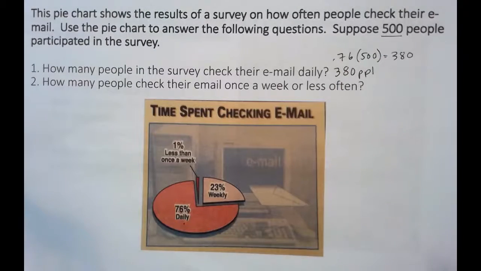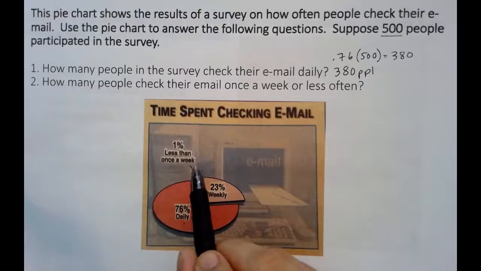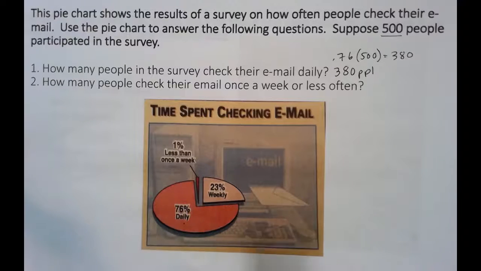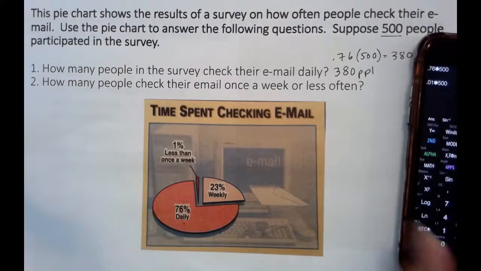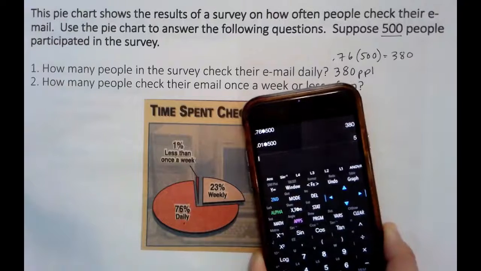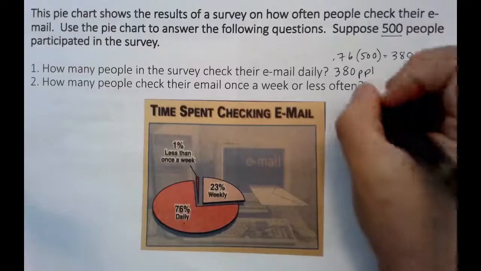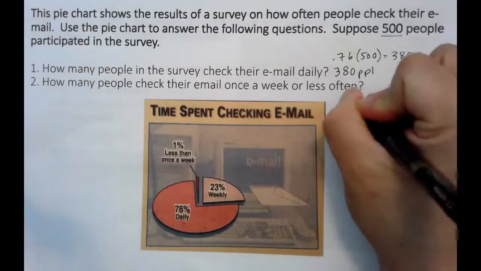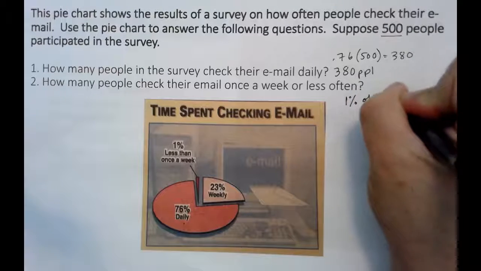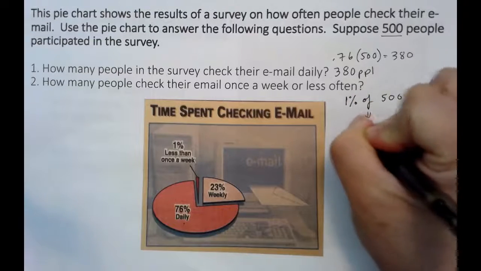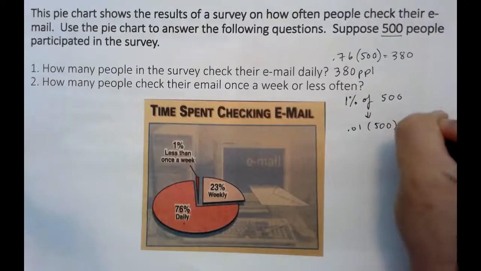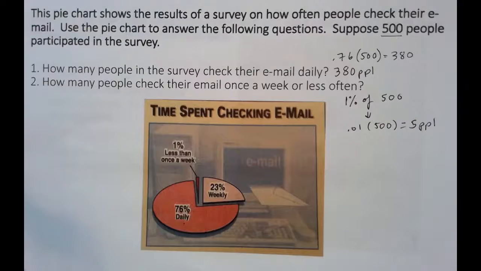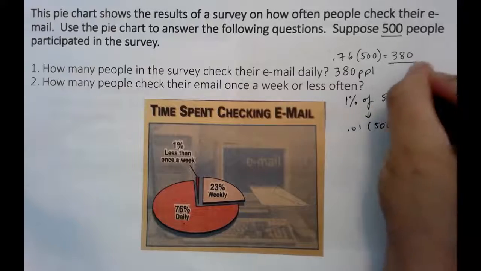How many people check their email once a week or less often? 1%. So 1% of 500, 0.01 times 500, well, we know that's going to be 5, but just in case. Okay, so that's just going to be 1% of 500, which translates to 0.01 times 500, which equals 5 people. Okay, so not too bad. Not too bad.